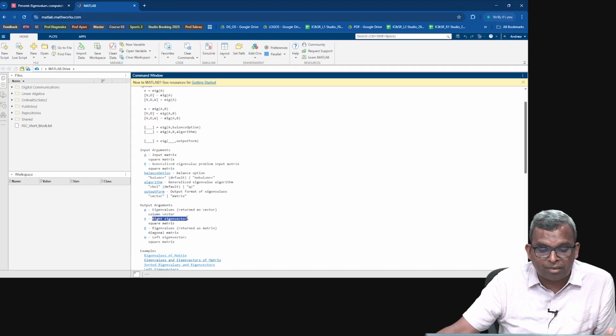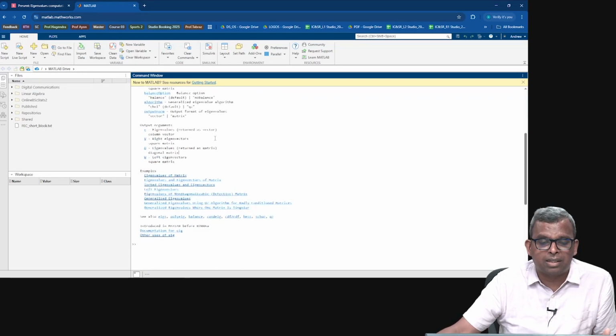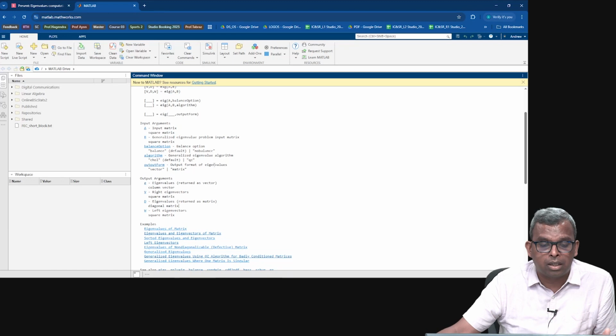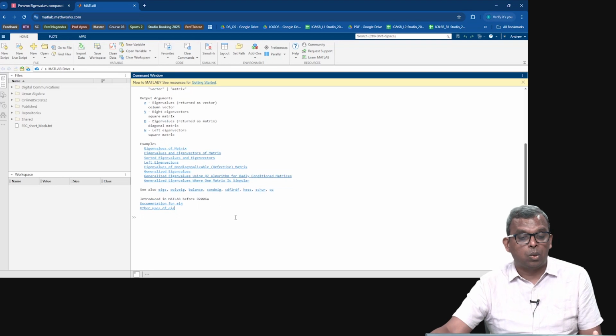V is the right eigenvectors, and W is the left eigenvectors. I told you about the left eigenvectors also. So, you can return 3 values from EIG, 2 values from EIG or 1 value. If you return 1 value, it will only give you the eigenvalues. If you return 2, it will give you the eigenvalues as a diagonal matrix and a matrix of eigenvectors. It has its own algorithms. You can talk about the generalized eigenvalue algorithm, Cholesky or QZ or some such method is used.